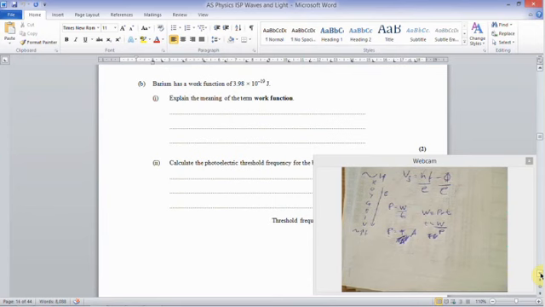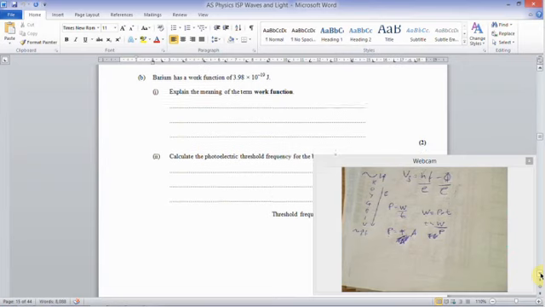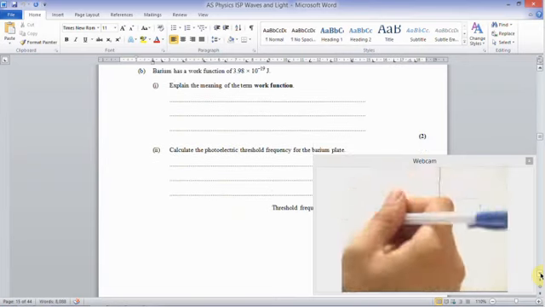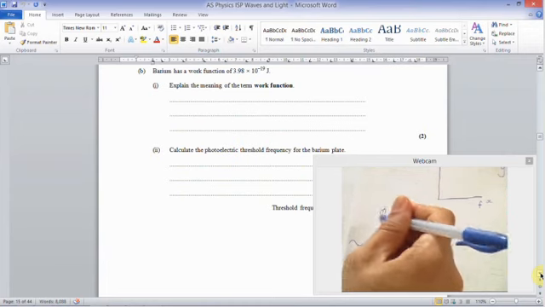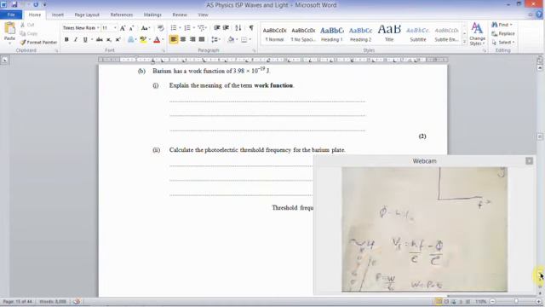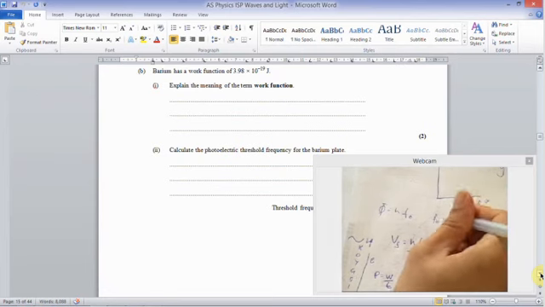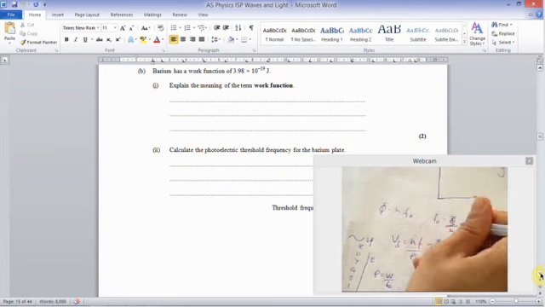Right, so explain what is meant by the term work function. Done it time and time again. Minimum amount of energy required to release an electron from the surface of a metal. Calculate the threshold frequency of the barium plate. Nice, straightforward. We've got the work function. We've done this a few times before. So work function is equal to h times f naught. You rearrange for f naught, so it's going to be work function over h. You can tell it's a Sunday afternoon.